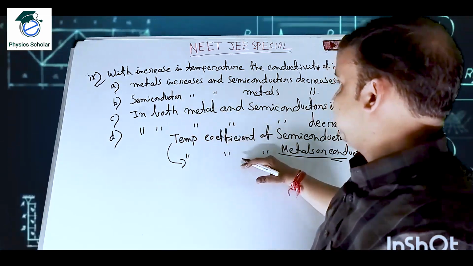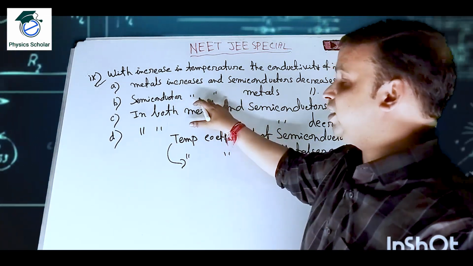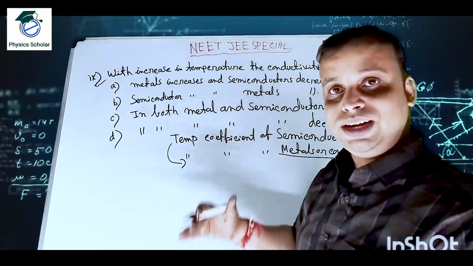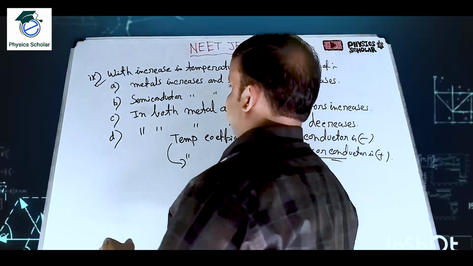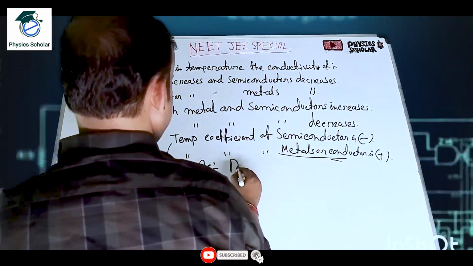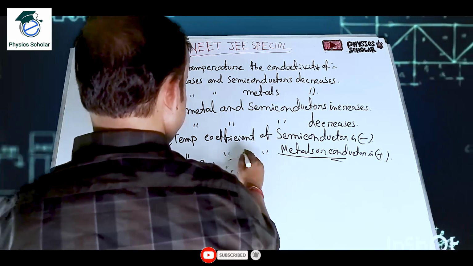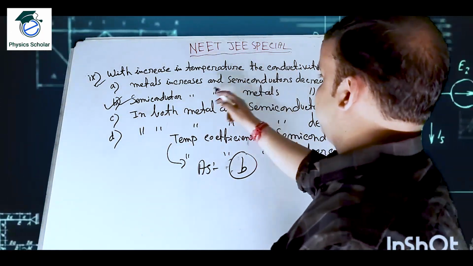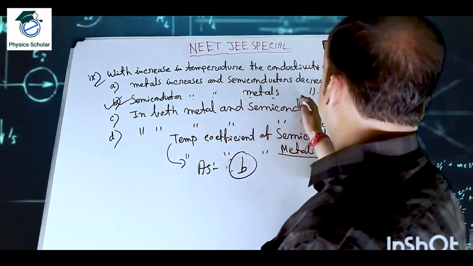But in case of the metal, if the temperature increases, then what will happen? Resistivity will increase and conductivity will decrease. Okay, so that means option B will be correct. So the answer will be option B. Clear? Answer will be option B. Okay, so the conductivity of semiconductor will increase and the metal will decrease.